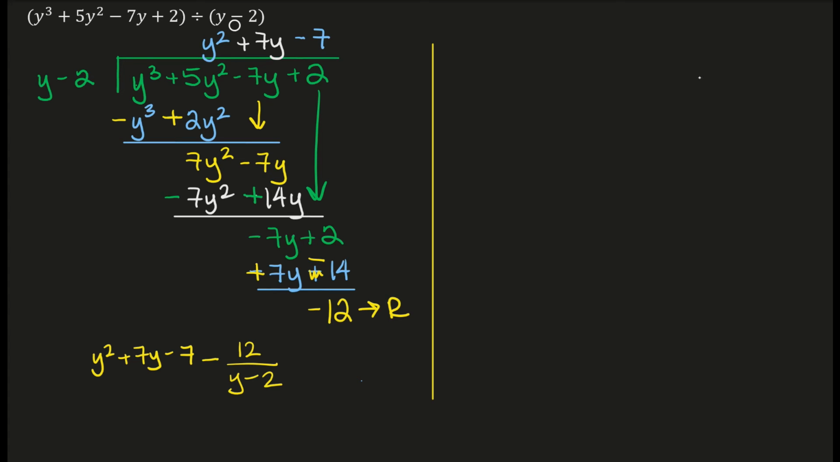So we're going to start with this, the y minus 2. We're going to take this 2 and change the sign. And then we're only going to work with the coefficients. So here, this is going to be positive 1. In front of the y squared is a positive 5. In front of the y is a negative 7. And my constant is positive 2.